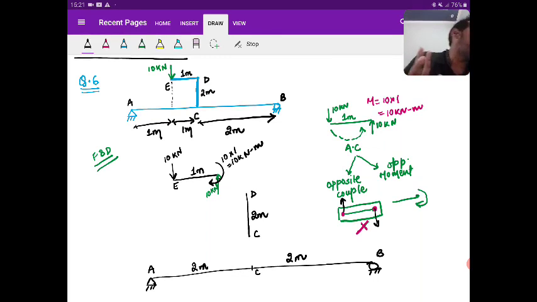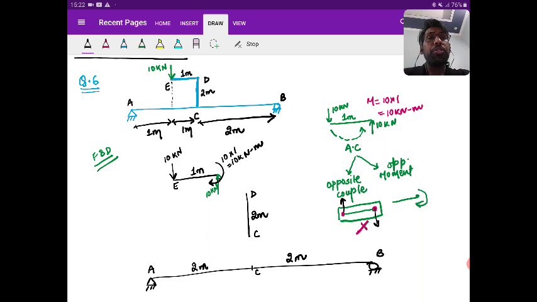Is this point clear to all? Any doubt, please ask.